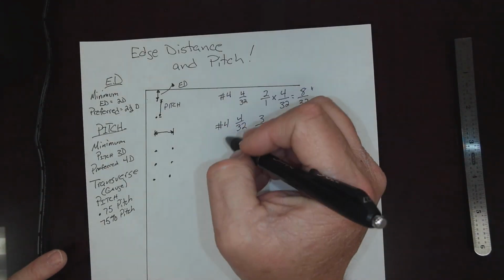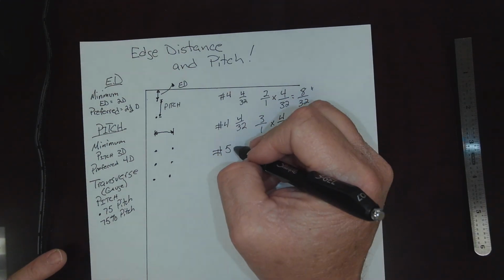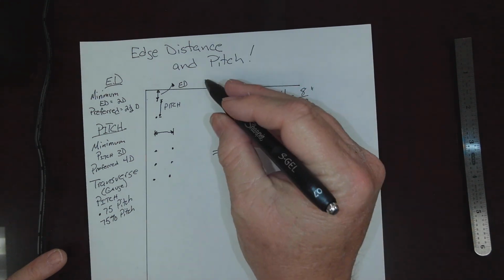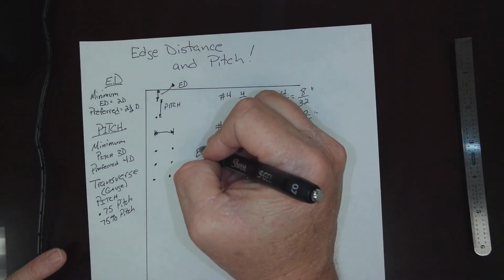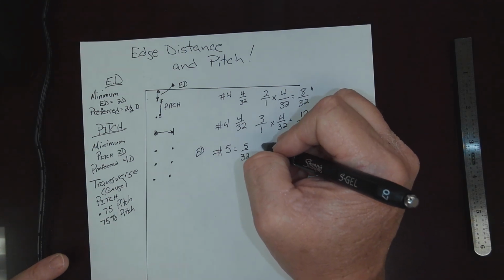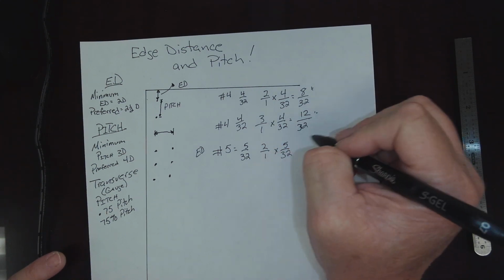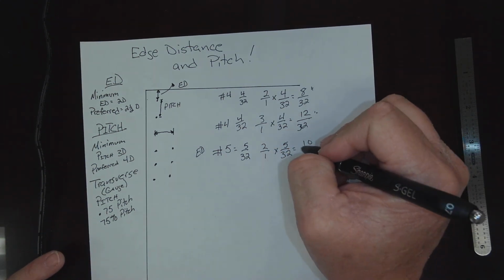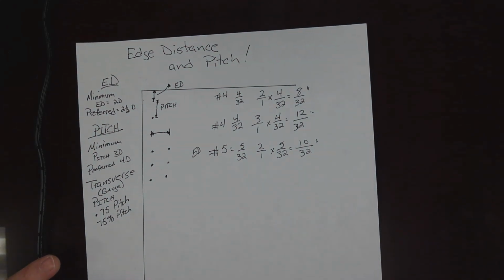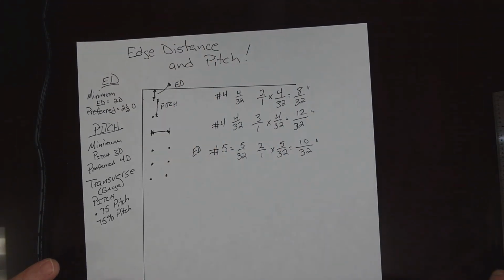Now, let's solve for some number 5 rivets. A 5 rivet equals 5/32. And if we were going to go with ED, we know our minimum rule is 2. So we could say 2/1 times 5/32. Well, how about that? 10/32. That can easily be found on our required 32 and 64 scale ruler, so we don't have to do any math conversions.